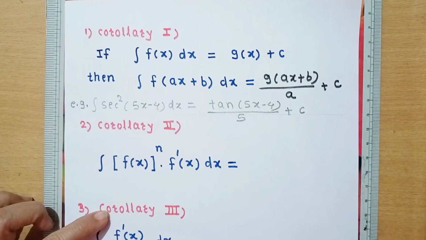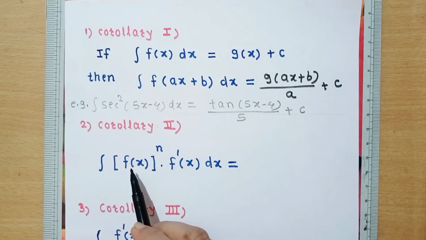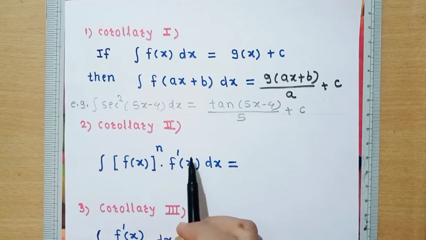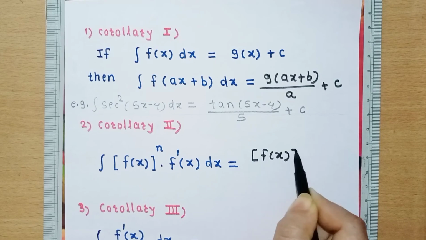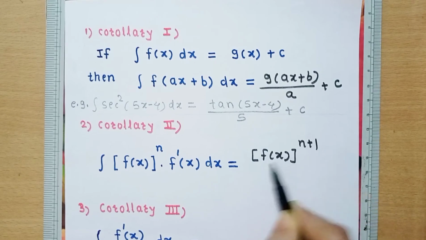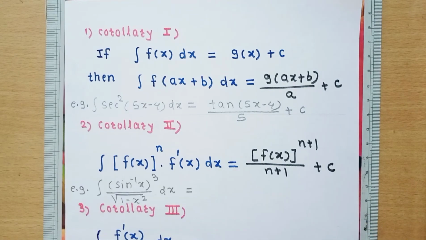Very easy. We have seen the second corollary, this integration of f x raised to n into f dash x dx equal to f x raised to n plus 1 upon n plus 1 plus c. So let's see one example.